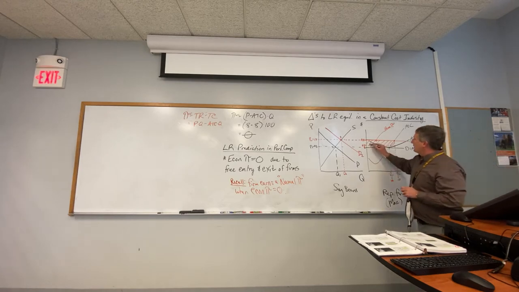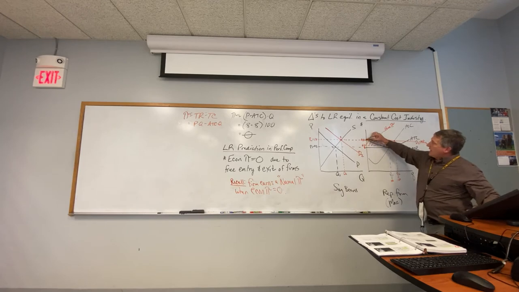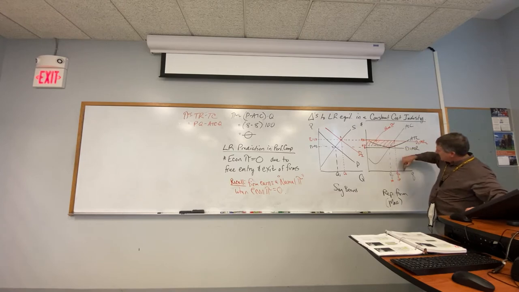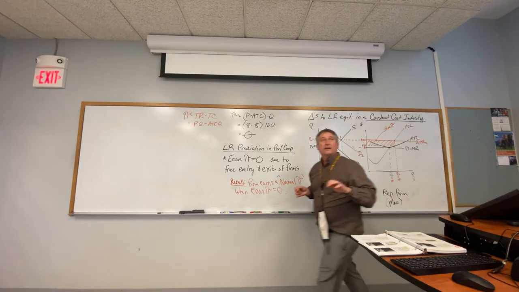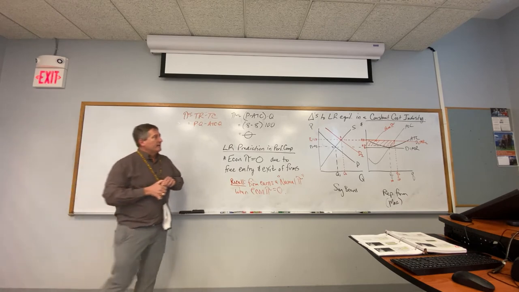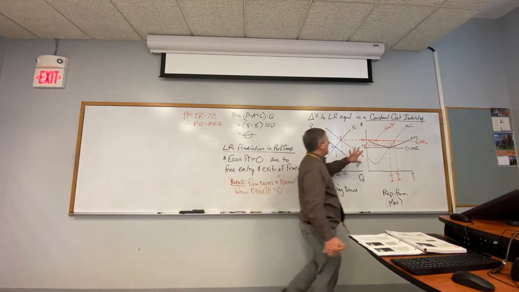You can also think of this as being 10 minus 8.70 is what, $1.30 of profit per unit times the 120 units gives you that rectangle. So either way you cut it, that rectangle that's shaded in orange is the amount of economic profit.